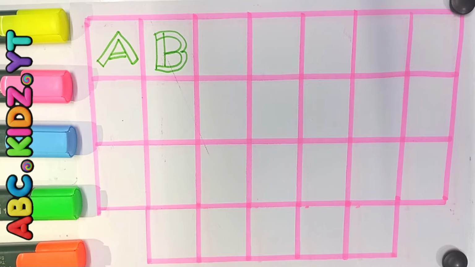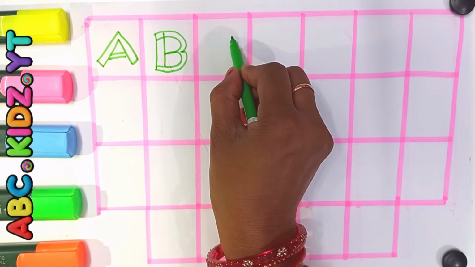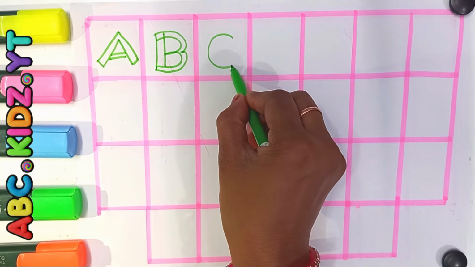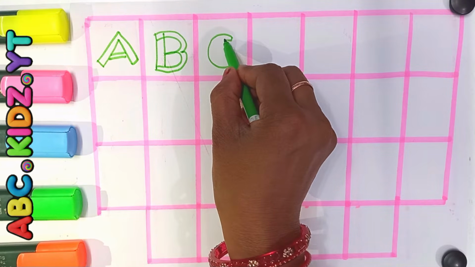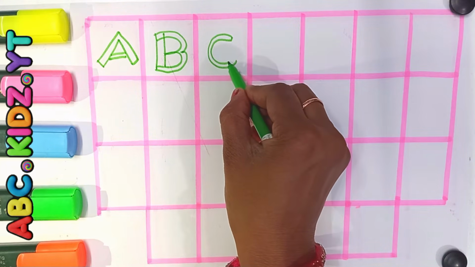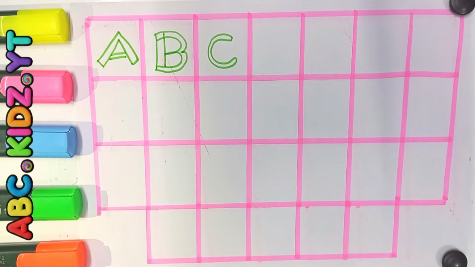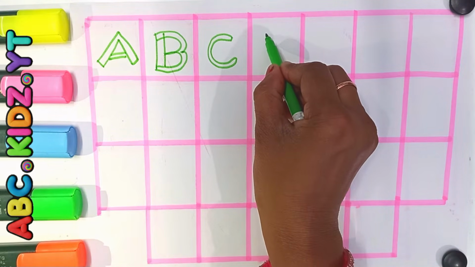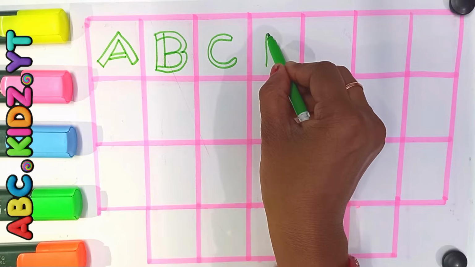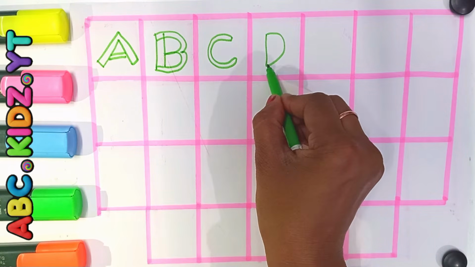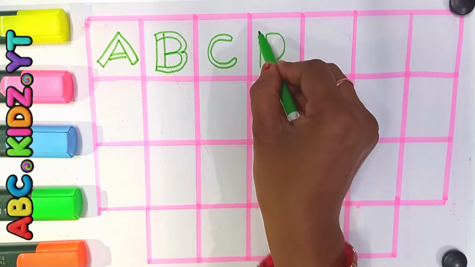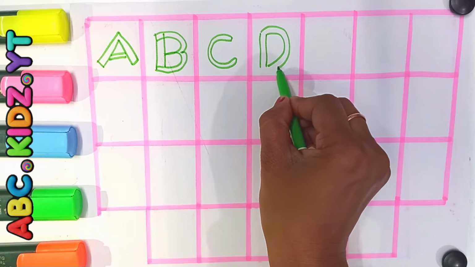C for cat. C for cat. D. D for dog. D for dog.